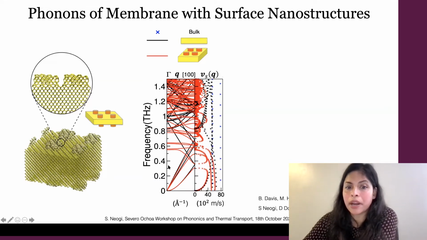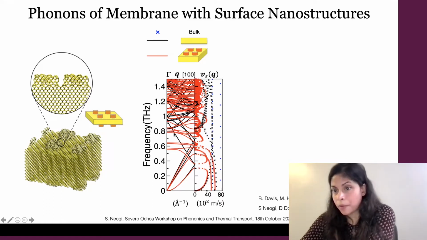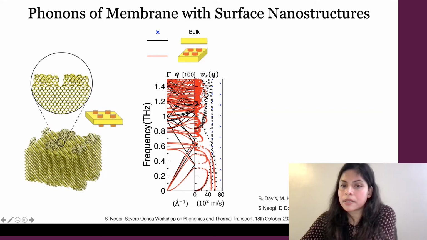And that is happening very early on, like 0.6 terahertz, where the heat conduction happens mostly. So because of this low group velocities, definitely you can see that the thermal conductivity would be reduced.